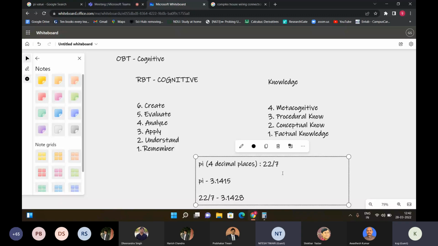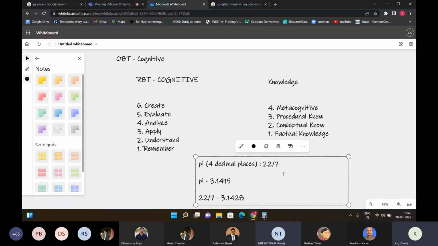So this is what is called the remembrance level. When I share this example, you will come to know what is the value of 22 by 7, and when you look at the value of pi, you will also come to know the value of this pi here. Now let us go for the second one.